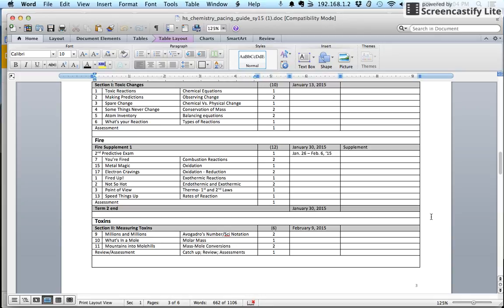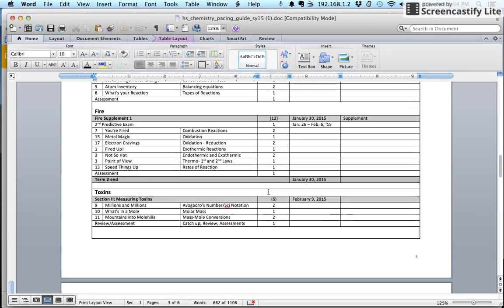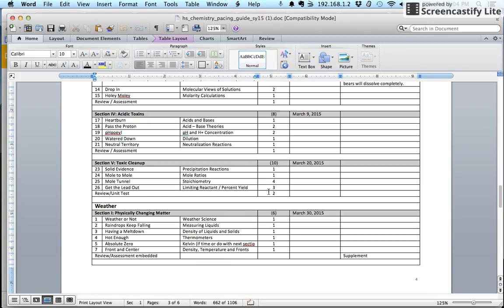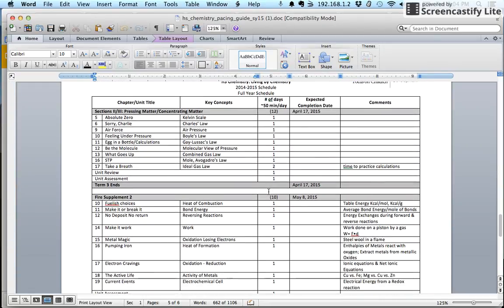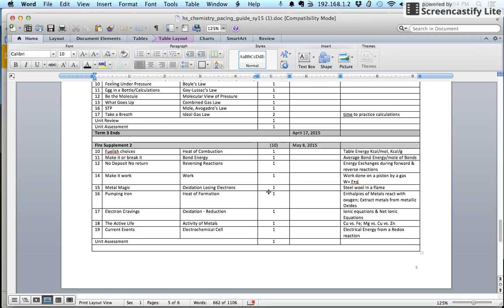And they will be missing then some content which talks about things like heat of fusion for water, and topics which are less heavily represented in the standards and therefore have been eliminated in the interest of time. So we go through the toxins unit, we go through the weather unit, and then we have fire supplement 2, which is lessons 10, 11, 12, and then 14 through 19.